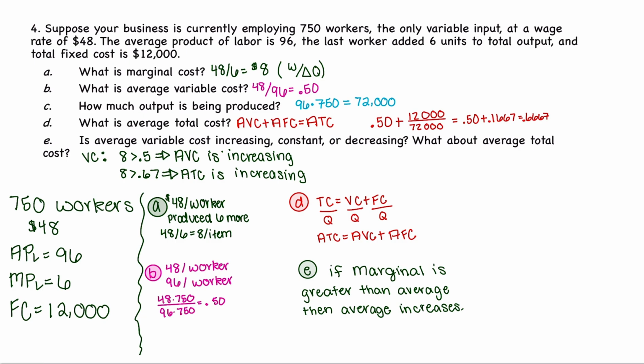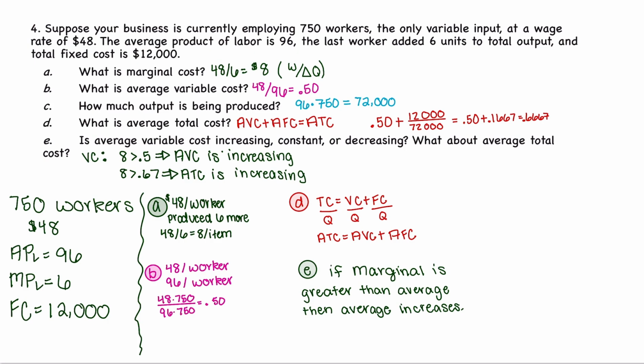The next one says, suppose your business is currently employing 750 workers, the only variable input, at a wage rate of $48. The average product of labor is 96. The last worker added 6 units to total output, and the total fixed cost is $12,000. So what is marginal cost? Marginal cost is going to be how much we had to pay for that worker over the change in quantity. So 48 divided by 6 gives us $8.